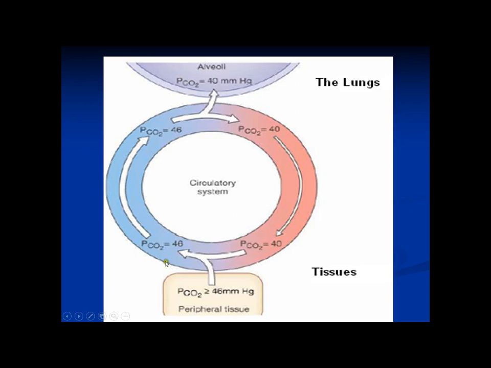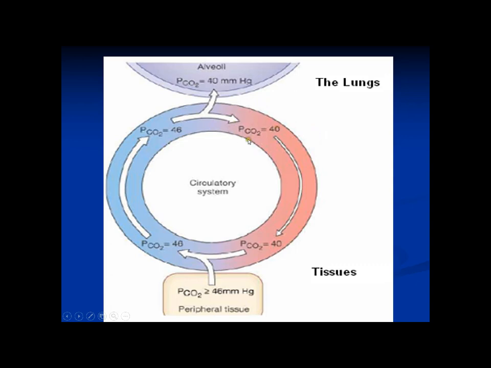So in the venous blood, the partial pressure is higher than the arterial, about 45 to 46 millimeters of mercury. When this blood reaches the alveoli in the lungs, in the alveolar air the partial pressure of carbon dioxide is 40 millimeters of mercury. So in the pulmonary capillaries the pressure is higher, and carbon dioxide diffuses out into the alveoli, from where it is eliminated into the atmosphere.